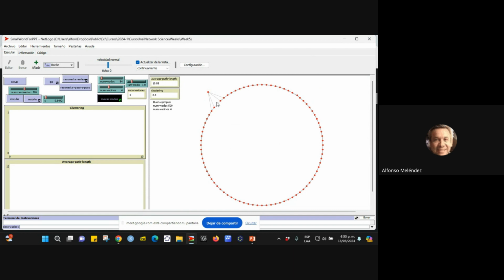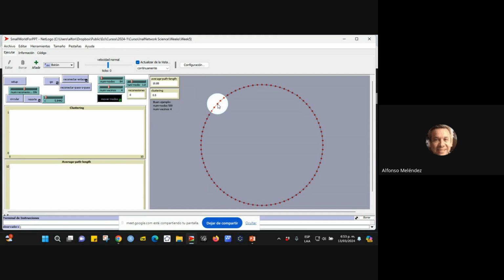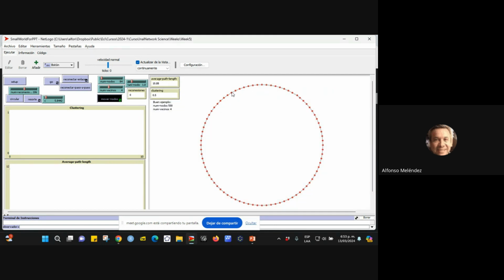Remember, this has 4 neighbors. How many possible connections between these 4? 4 times 3 is 12, divided by 2, 6 possibilities. And of these 6 possibilities of connecting 4 nodes, there are only 3 connected: 1, 2, and 3. So 3 out of 6 possible, 3 over 6 is 0.5. This node has high clustering.